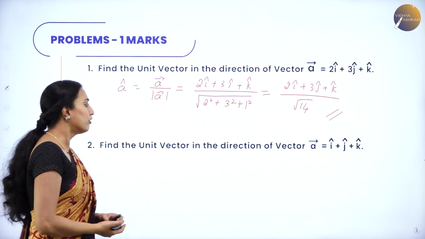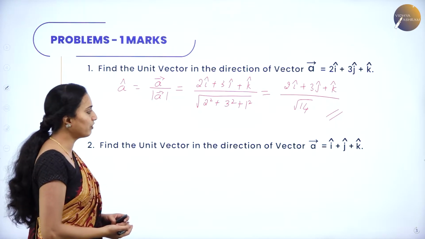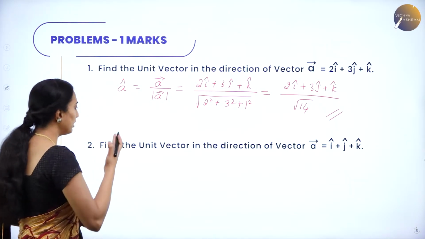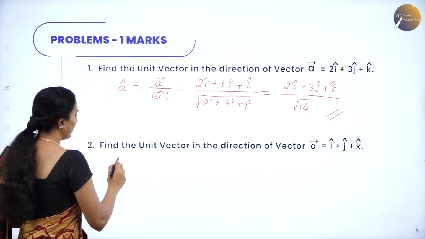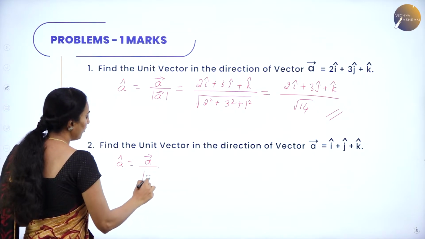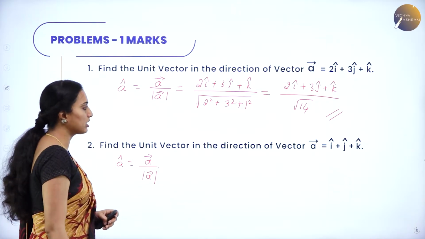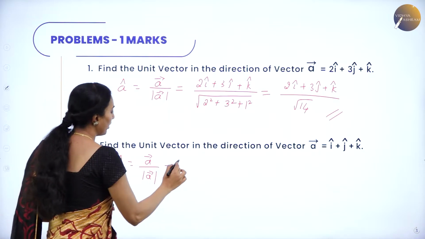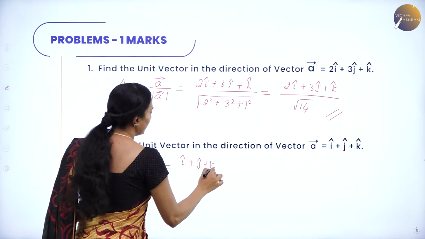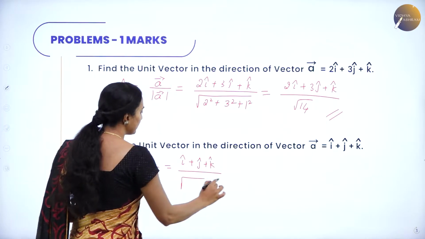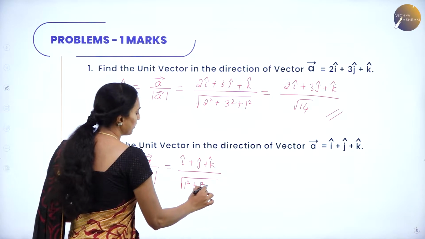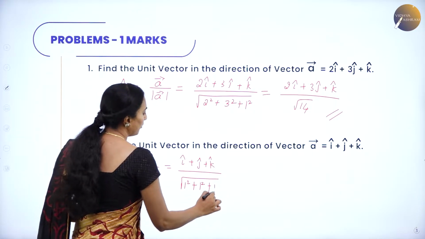They've asked like this: find the unit vector in the direction of the vector A vector i plus j plus k cap. So the same method you are going to follow as I have written, a cap is equal to a vector divided by modulus, otherwise magnitude, of a vector. Now given vector as it is you are writing, that is i plus j plus k divided by coefficient of i is nothing but 1, which is 1 squared, coefficient of j is 1, which is 1 squared, coefficient of k again 1, 1 squared.